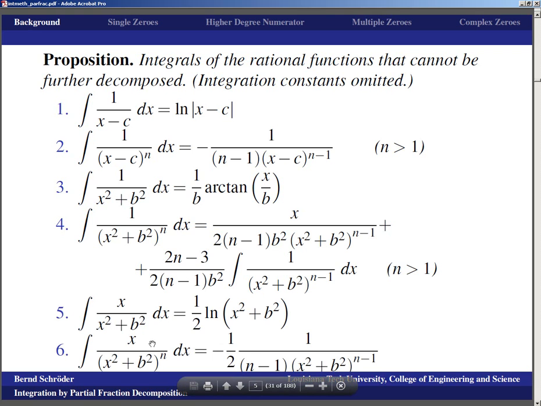And finally, you also have to be able to do that for x over x squared plus b squared to the n. Same substitution, u equals x squared plus b squared, and you can see it works out pretty much in the same pattern, right? You've got the minus in the same place. You've got 1 over n minus 1, because you're doing a power rule essentially.